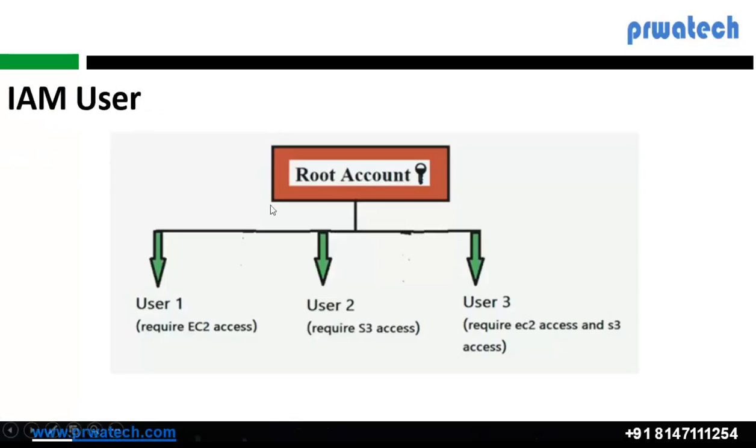And how an IAM user works: you can see this is my root account, which I have created using my card details and giving the information. And using the root account, if you want to create different users, you can create them. You can see I'm creating user one, user two, user three. For user one, I want to give some EC2 access. For user two, I want to give S3 access. And for user three, I want to give both EC2 access and S3 access. I can easily create these using the root account. Any number of accounts you can create.